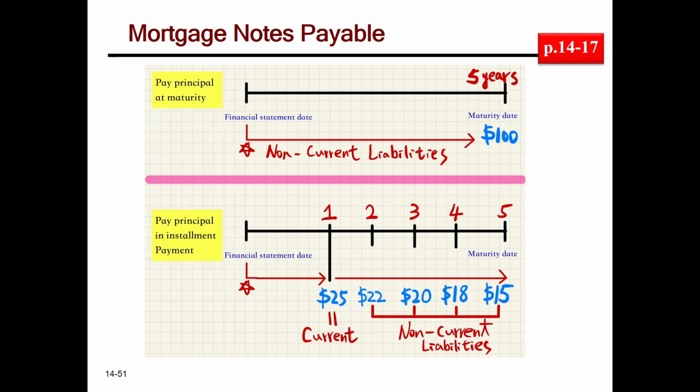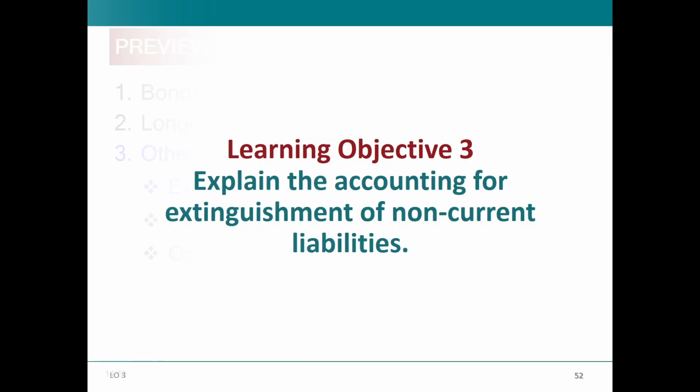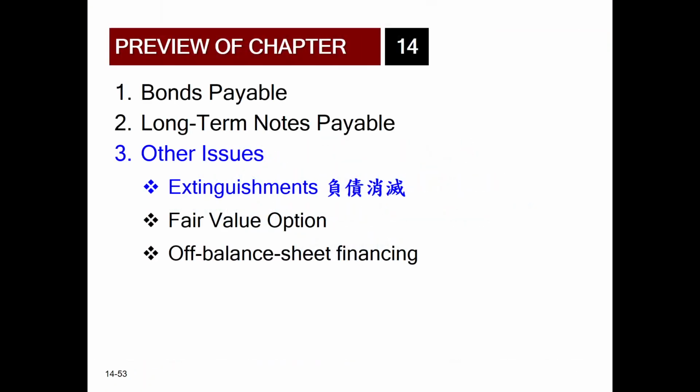Any questions? So for bonds, for notes, issue the bond, issue the note, how we deal with the problems, we already did this. So what's the next? Next is extinguishment, 负债消灭. On your slide 53.